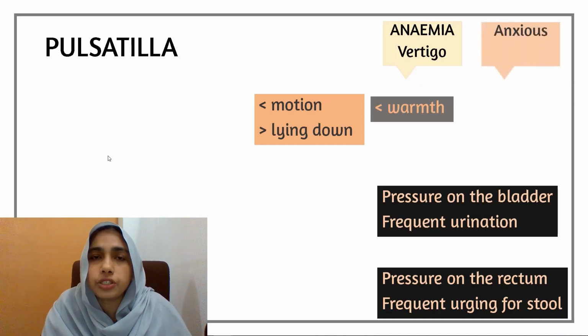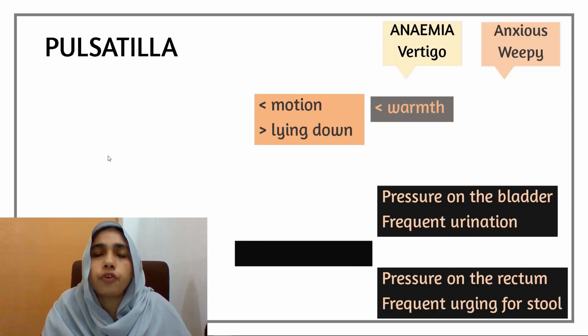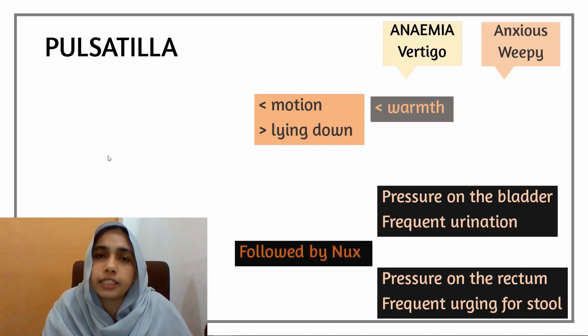Mentally, Pulsatilla patients are anxious and they may cry. When they talk about their pain, they'll be crying. One remedy to follow Pulsatilla is Nux vomica. Nux vomica follows Pulsatilla in dysmenorrhea.